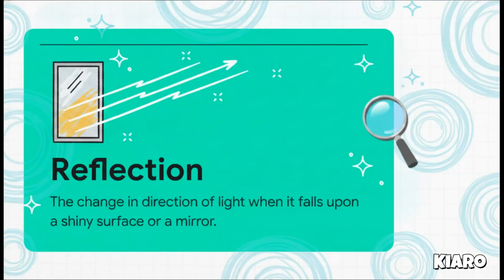Now, the official scientific vocabulary term for this light-bouncing magic, that's reflection. Reflection is simply the change in direction of light when it falls upon a shiny surface or a mirror. The light is still stubbornly traveling in straight lines, but the mirror is acting like a perfect bounce pad, sending it off on a brand new path.